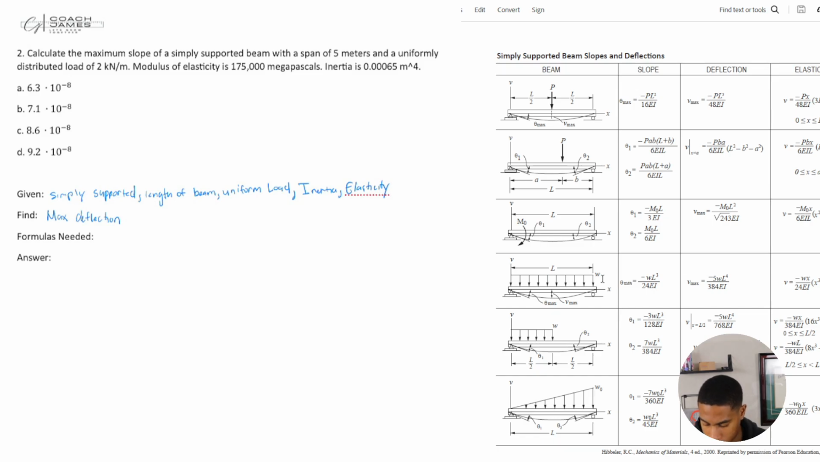So we're looking for the max. I'm sorry. My apologies on this. We're looking for not the max deflection. We're looking for the max slope. All right, so max slope. As we're going through our process, we're not looking at deflection, we're looking at slope. So slope max is equal to WL to the third over 24 EI. So I'm just going to write that out.